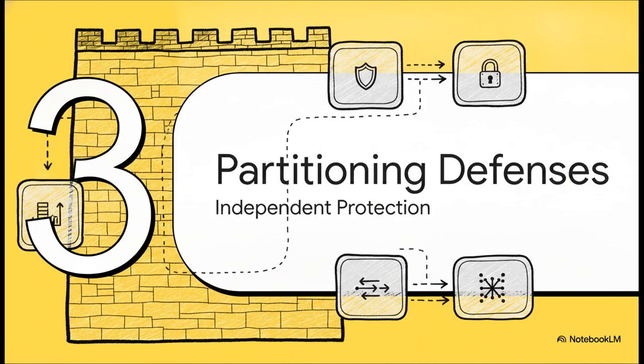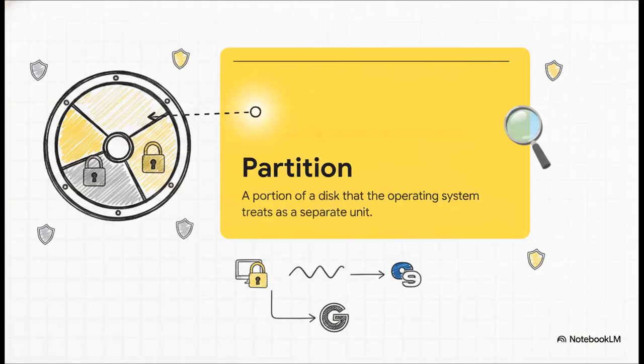Okay, on to Section 3, partitioning your defenses, where we look at independent protection. So, we've seen the giant exterior walls.